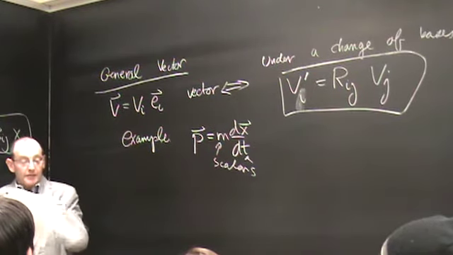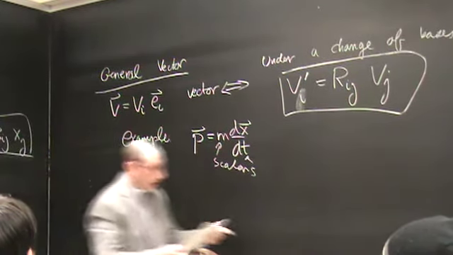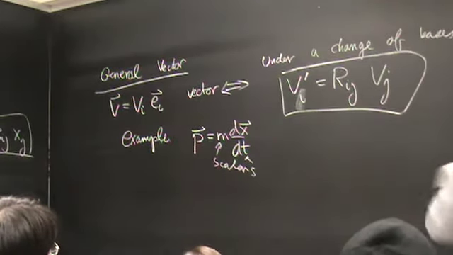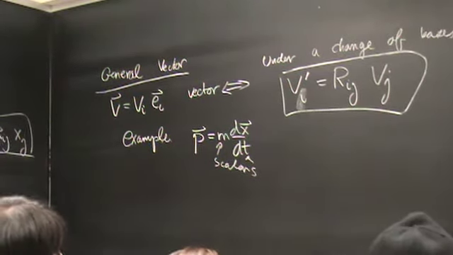All right, so we got vectors. Now, there's one last important point here in terms of Euclidean space, and that's the notion of handedness.